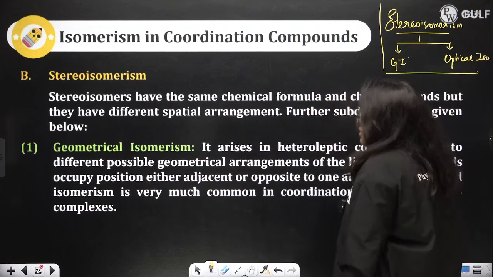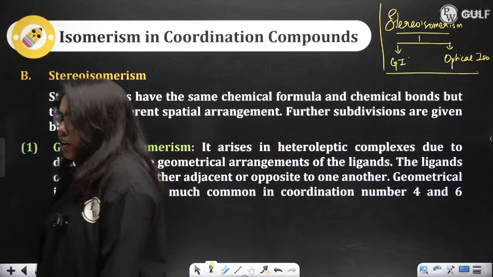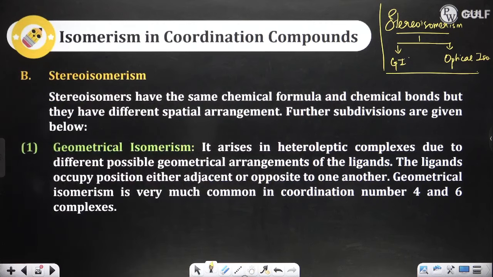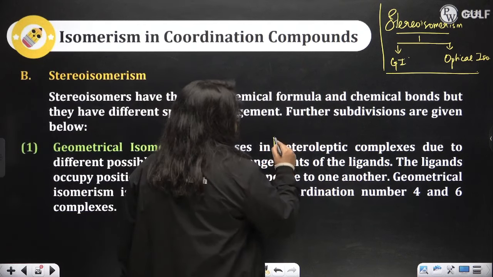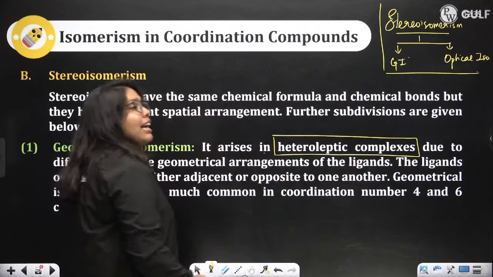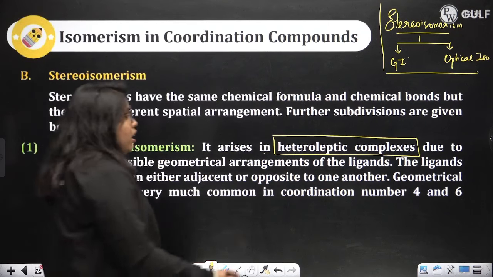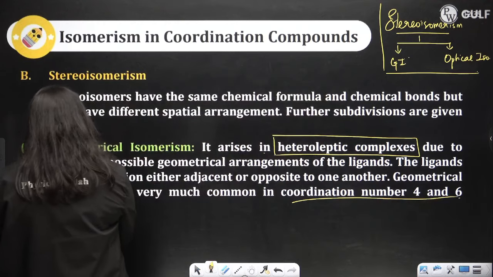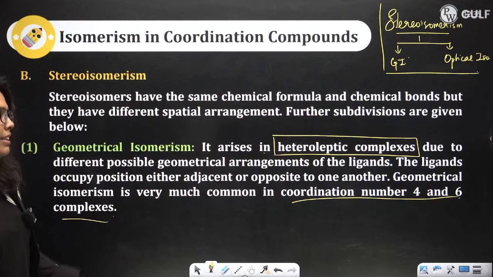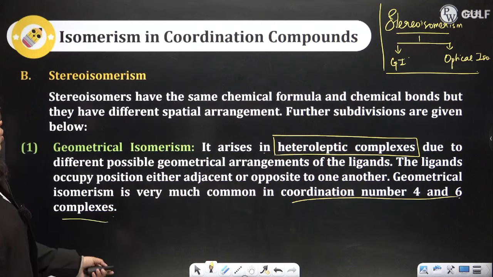Let's try to understand geometrical isomerism first. Geometrical isomerism is very commonly known as cis-trans isomerism also. But what you need to understand is that geometrical isomerism occurs in heteroleptic complexes, due to different possible geometrical arrangements of the ligands. The ligands occupy positions either adjacent or opposite to one another. Geometrical isomerism is very common in coordination number 4 and 6.